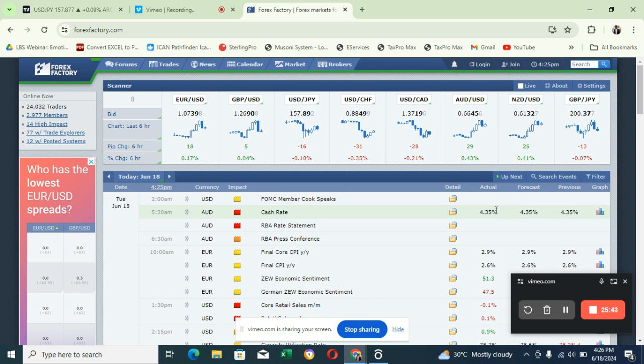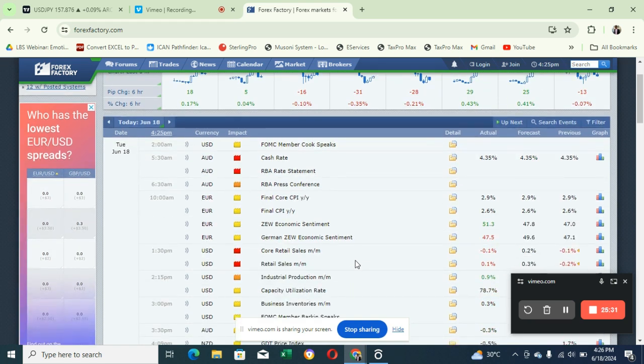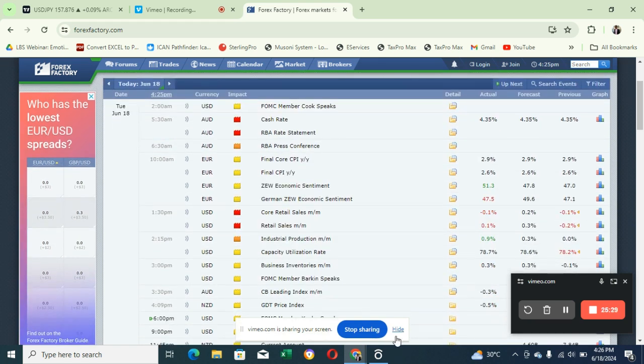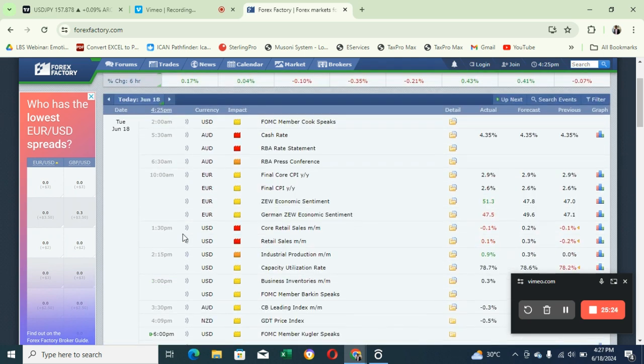So when you have major events like this that show red, it shows that the event is going to have high impact in the forex market. So you can see that it has major events here. These are major events. Another major event here is from the US currency. We have retail sales, core retail sales.